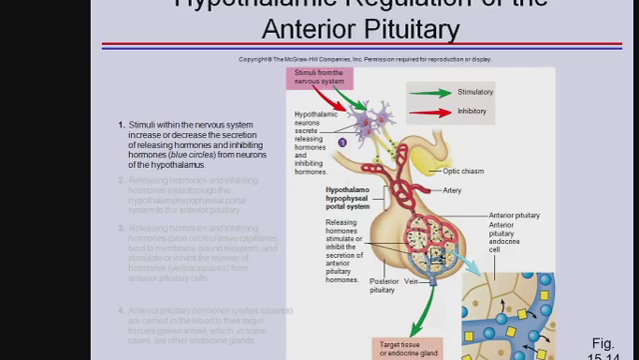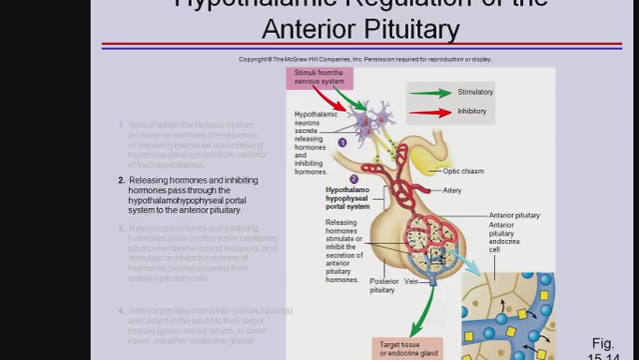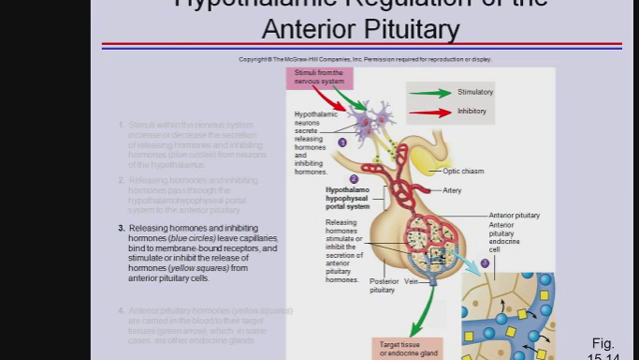Okay, hypothalamic regulation of the anterior pituitary. Here we get stimuli from the nervous system. It increases or decreases the amount of releasing or inhibiting hormones from neurons of the hypothalamus. Releasing hormones and inhibiting hormones then pass through the hypothalamo-hypophyseal tract to the anterior pituitary.